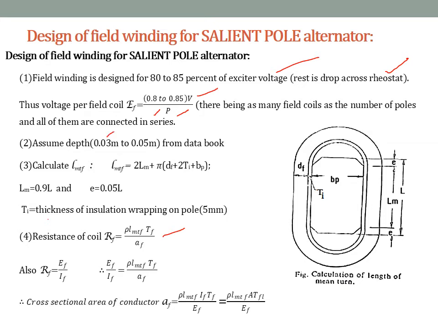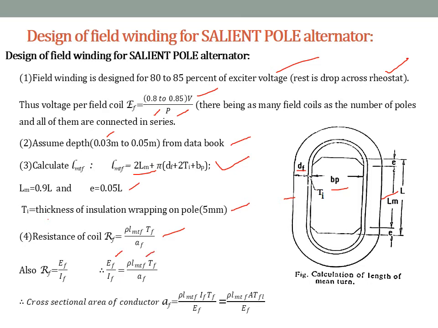Assume depth is equal to 0.03 meter to 0.05 meter from data book depending upon the rating of the machine. So to calculate LMTF is equal to 2 LM. Here you can see 1 LM here, this side 1 LM. This is the thickness, this is the field winding DF, this is BF. So using this equation we can calculate LMTF, where LM is equal to 0.9 L, E is equal to 0.05 L. Now Ti is the thickness of insulation wrapping on pole. Now resistance of the field coil RF is equal to rho LMTF TF by AF. So this also we have RF is equal to EF by IF.